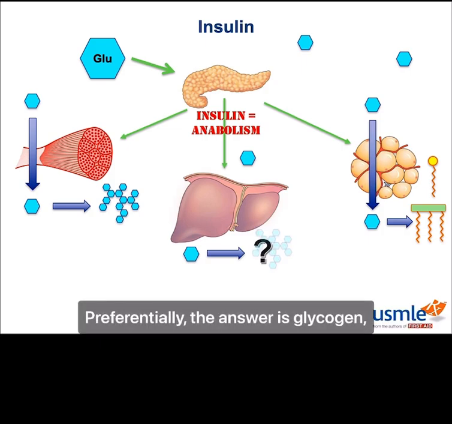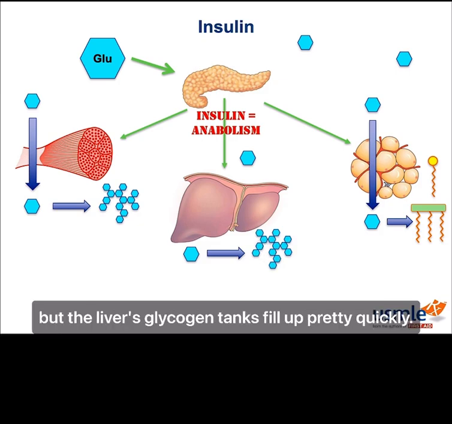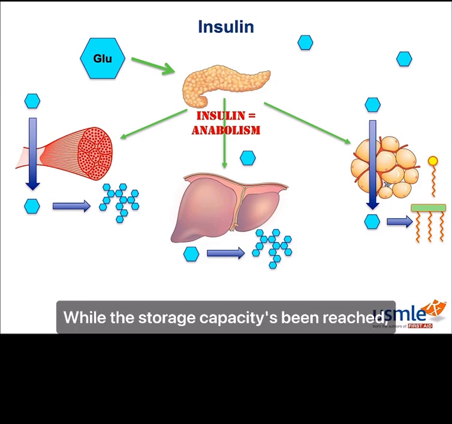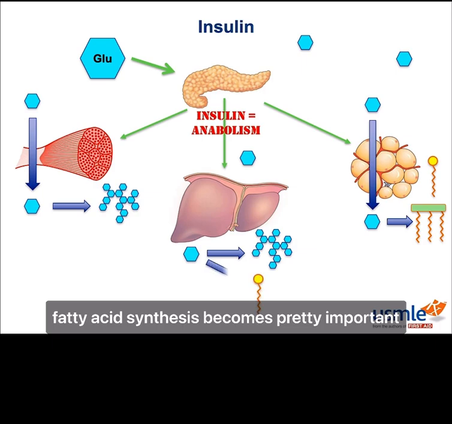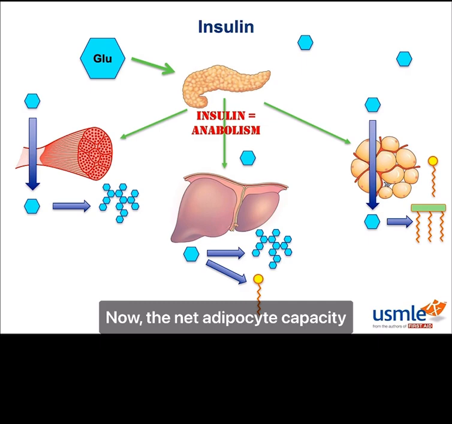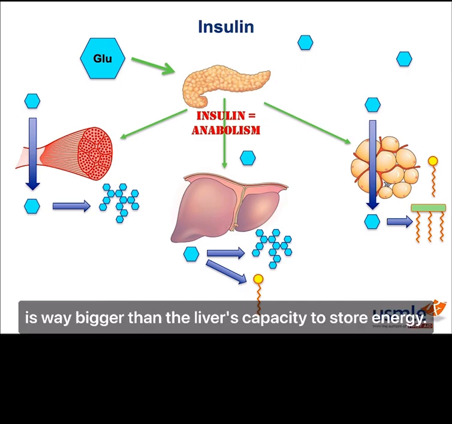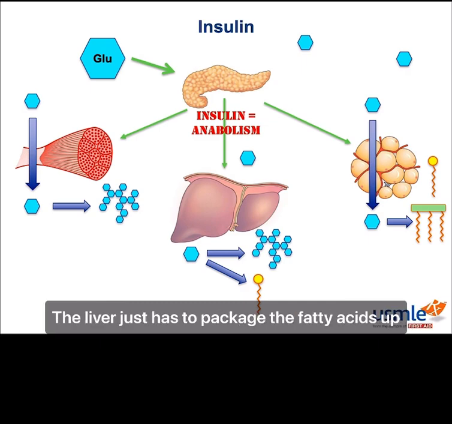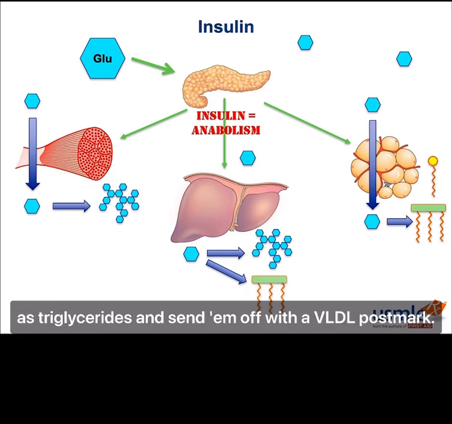Preferentially, the answer is glycogen, but the liver's glycogen tanks fill up pretty quickly. When the storage capacity has been reached, fatty acid synthesis becomes pretty important, because the liver can always count on the adipocytes to help with the storage. And the net adipocyte capacity is way bigger than the liver's capacity to store energy. The liver just has to package the fatty acids up as triglycerides and send them off with a VLDL postmark.